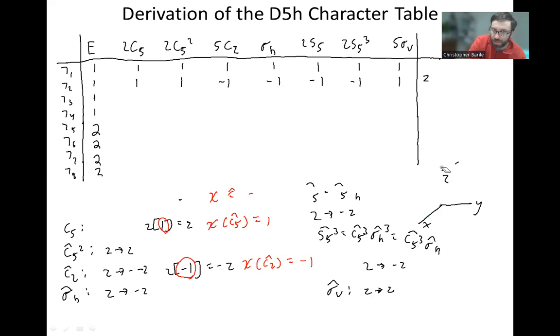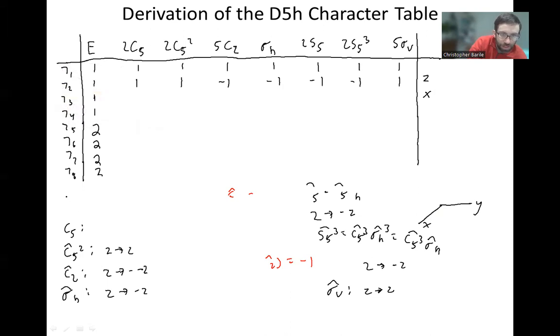And so we can do that pretty quickly. So we're going to write down x here. And we're going to go through and start with identity. And of course, with identity, we're going to get x going to x. Okay, and then we go to the C5, right?